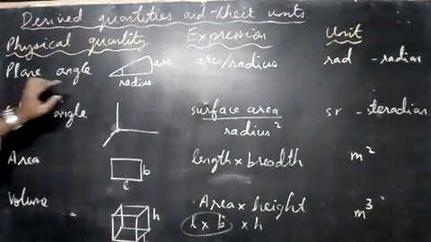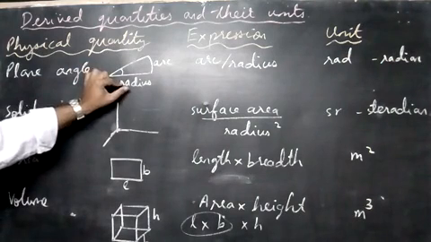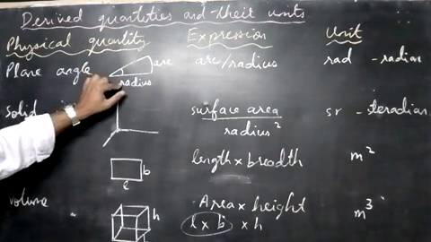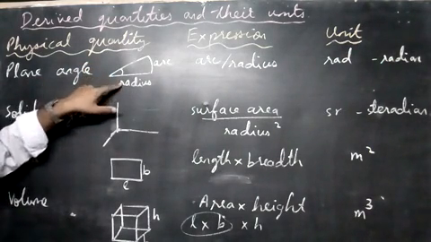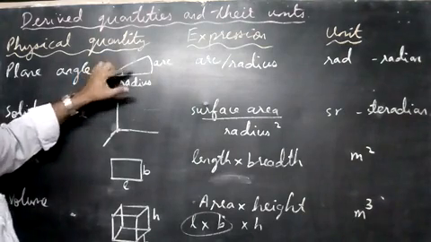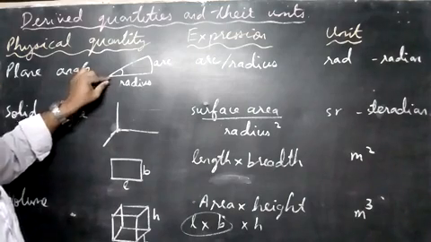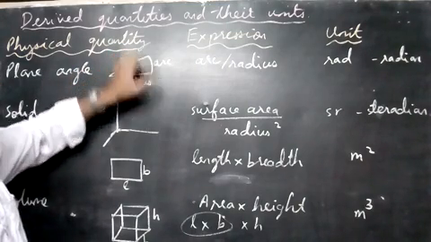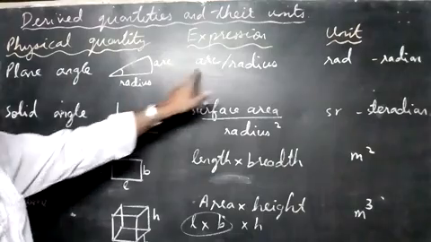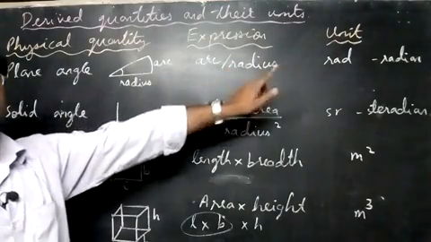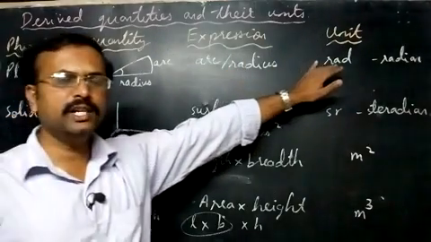Plane angle, we usually take in degrees, but in science we say it in radians only. So what does this mean? Let's take a part of a sector of a circle. This will be the radius here, and this is an arc there. You divide the arc length by the radius. That will give us a unit called a radian. So angle is measured in radians only.